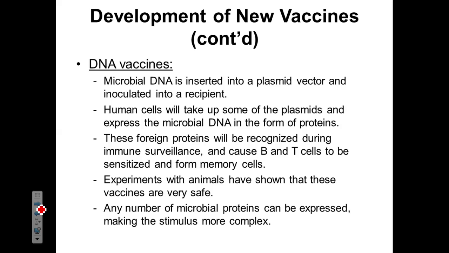Some vaccines are DNA-based. We can take microbial DNA, put it into a plasmid vector, and then take that plasmid vector and inject it into the patient. Our human cells then will take up that plasmid vector, and start to make some of the microbial proteins in our own bodies with our own cells. These foreign proteins can then be recognized by our immune system, and our B and T cells can then be sensitized to that specific protein that's from that specific microbe.